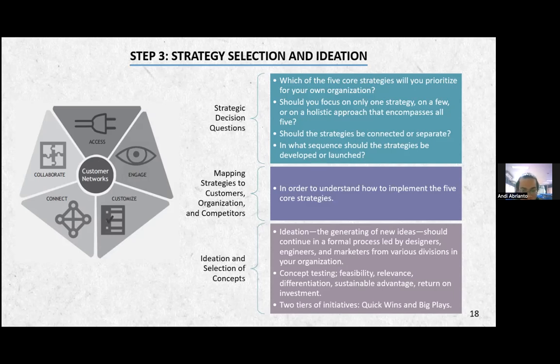And the fourth is sustainable advantage. If your idea is a great success, how easy will it be for others to mimic? How long will it take your competitors to knock it off? And the last is return on investment. How much resource will your idea require? If it does succeed, will the objective met more than justify the expense? In general, a broad customer network strategy should incorporate 2 tiers of initiatives: quick wins and big plays.